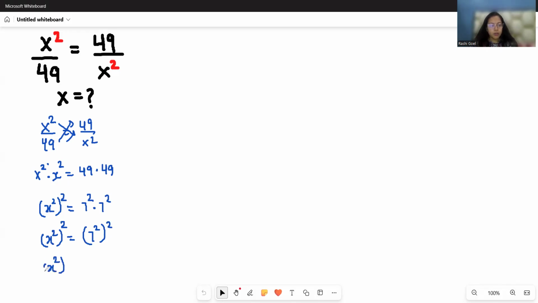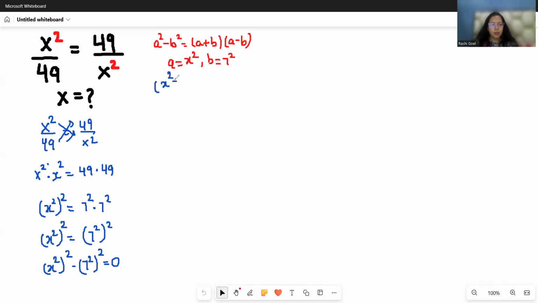Now take all the terms together. So it becomes (x²)² minus (7²)² equals 0. So I am going to use the identity a² minus b², which equals (a plus b) times (a minus b), where a is x² and b is 7². So let's put the values. So it becomes (x² plus 7²) times (x² minus 7²) equals 0.